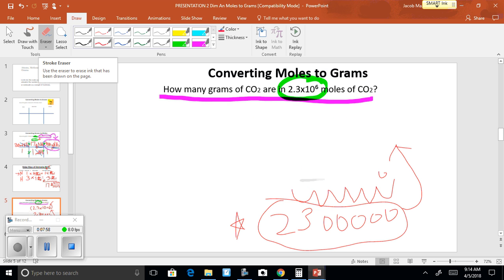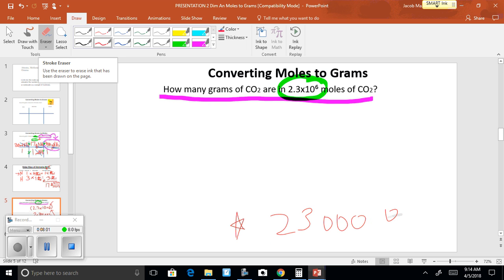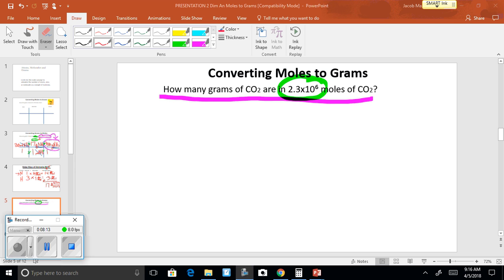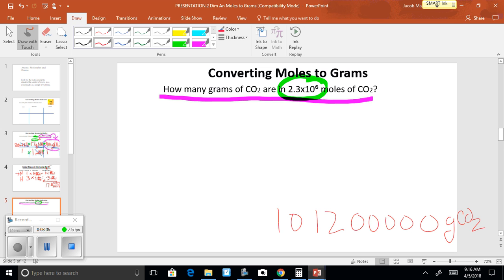And if you get any answers that are really big in your calculator, I would recommend writing those answers in scientific notation. That helps me out a lot. It makes it a lot easier for me to grade when you do that. Okay? So do your work, and your final answer should be 1012, 1, 2, 3, 4, 5 zeros. Okay, and this is going to be grams CO2. Okay, so this is going to be your final answer.